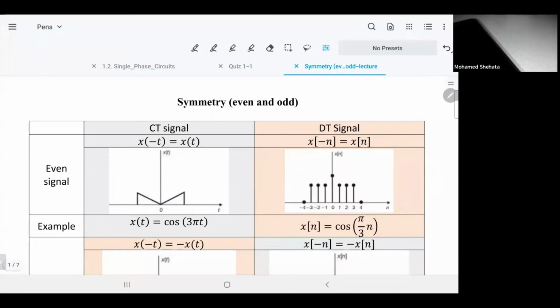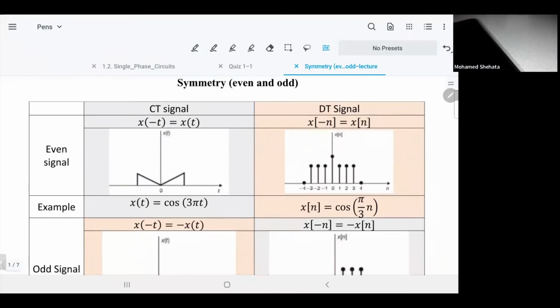Why should we discuss the symmetry of a signal? Because sometimes when you know that the signal is an even function or odd function, it will help you to analyze the signal in a shortcut way. And there are many applications where we use the symmetry of signals to make the analysis simple. So let's look at the first type, even signal.